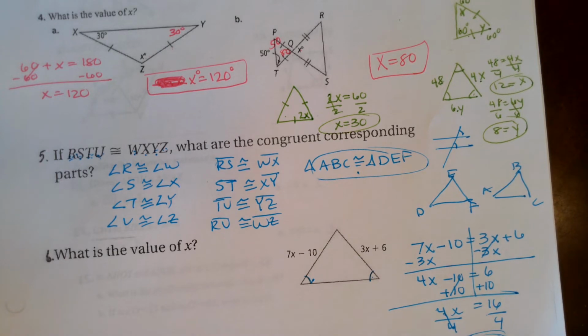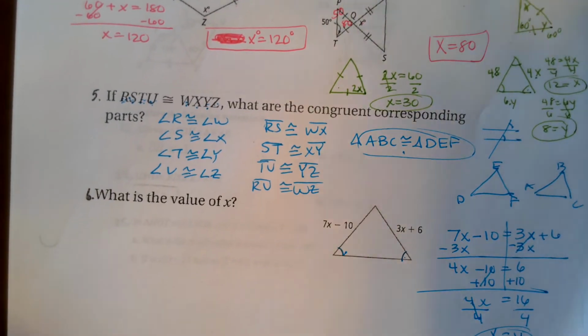So x is 4. I looked back because I wanted to make sure it didn't say what's the side length, but it didn't. It said what's the value of x. If it said what's the side length, of course you'd plug it in. 7 times 4 is 28, minus 10, 18. Okay, a couple for you to try now.